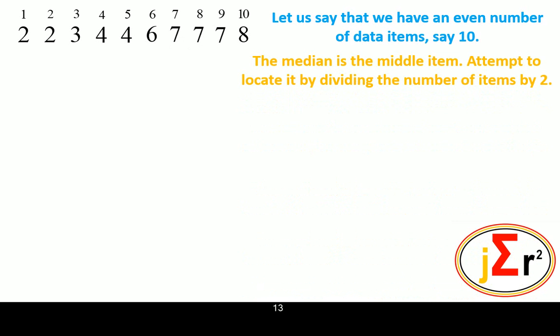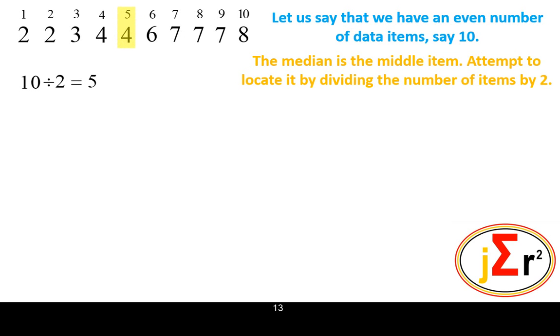The median is the middle item. So in any data set, the median is the middle item. So we will attempt to locate the middle item of the data set. And we will do that by dividing the number of items by 2. So if we have 10 items, the middle should be halfway. So let's divide by 2. What will happen? So 10 divided by 2, the result is 5.